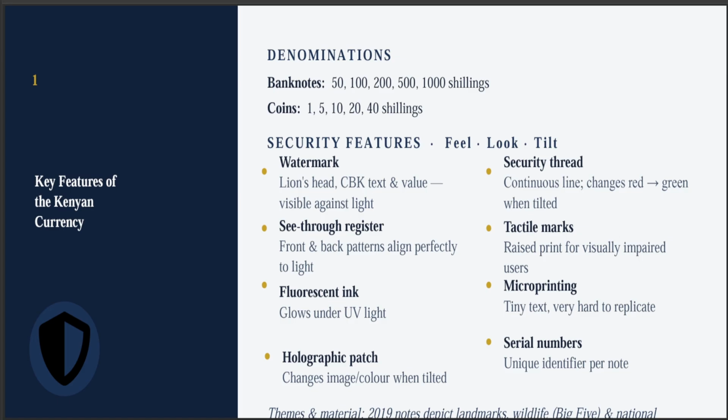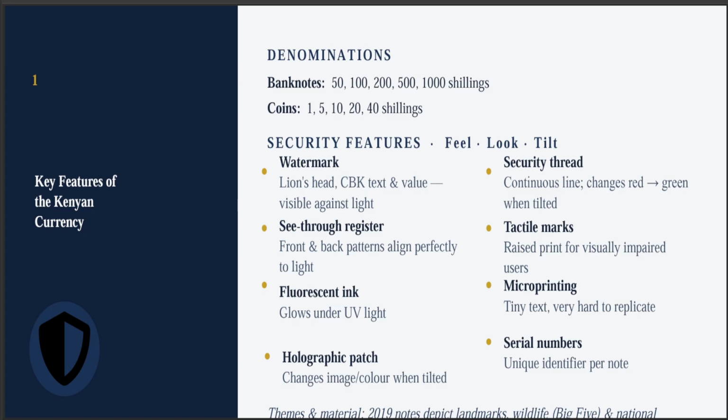Then we have the holographic patch. That note changes image or color when you tilt it. Then we have the security thread. The security thread is just a continuous line that is found along the note that usually changes from red to green when you tilt it.